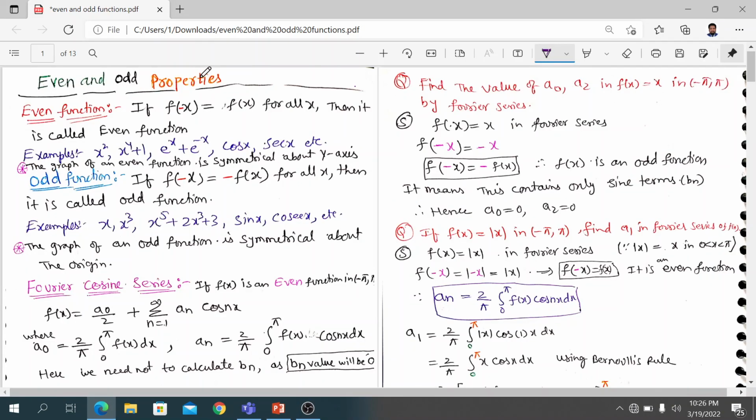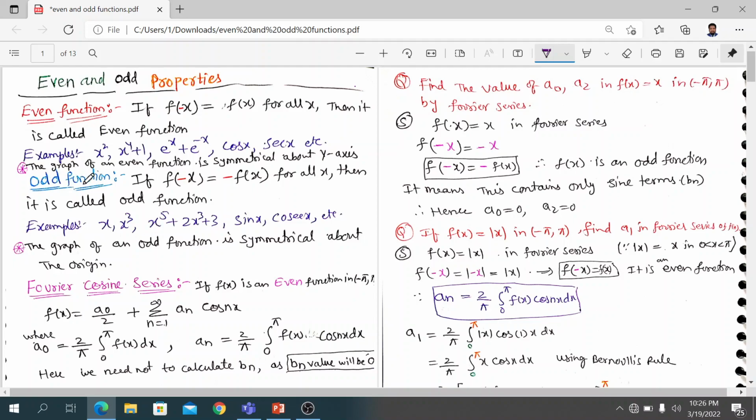So, even and odd properties. First of all, see the definitions. What is an even function? If f of minus x is equal to f of x for all x, then it is called an even function. Examples: x square, x power of 4 plus 1, e power of x plus e power of minus x, cos x, sec x, etc. Note here, the graph of an even function is symmetrical about the y-axis.